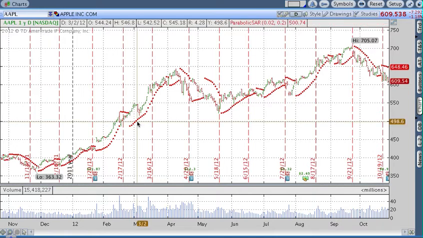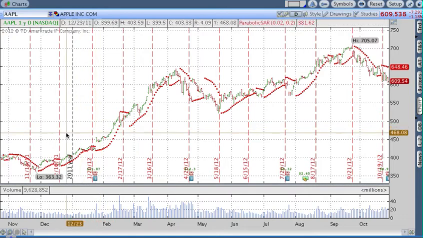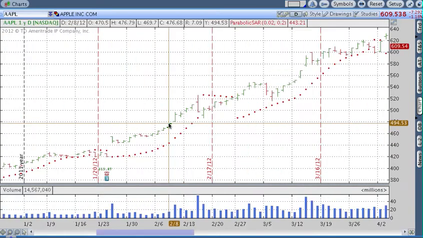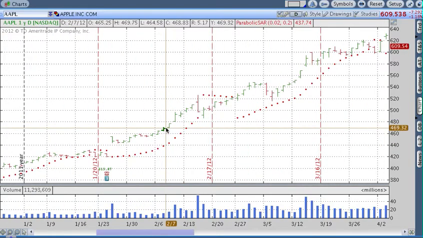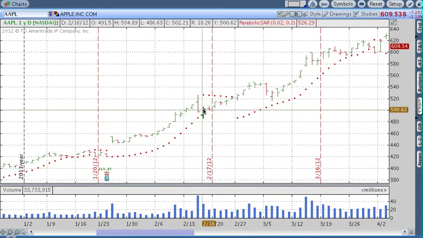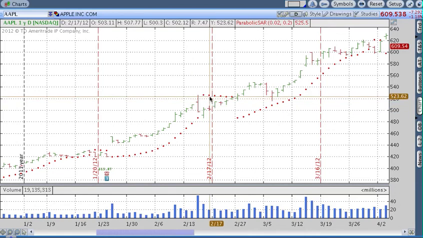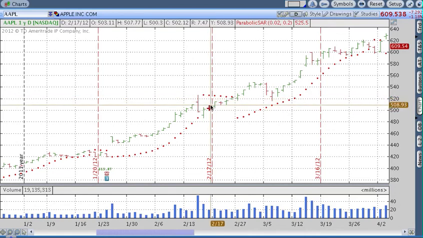the idea is that simply when price bars are above the dots, and let me expand this a little bit so you can see, when the price bars are above the dots, one should still be long the market, and when price bars are below the dots, as they are here, one should either be out of the market or potentially short if that's something that you do.